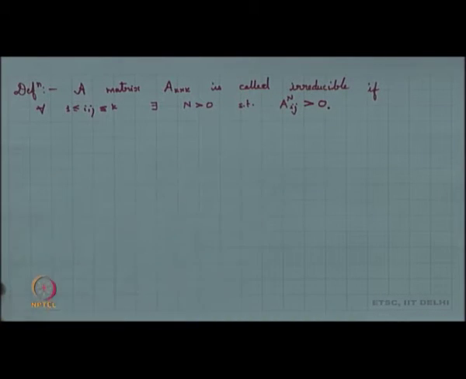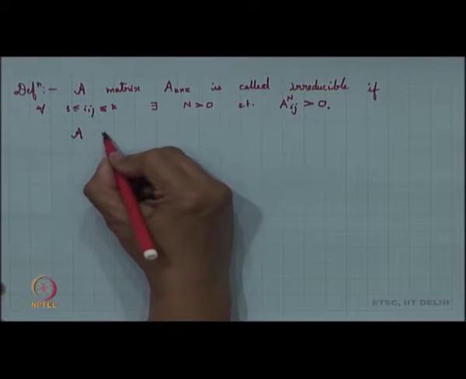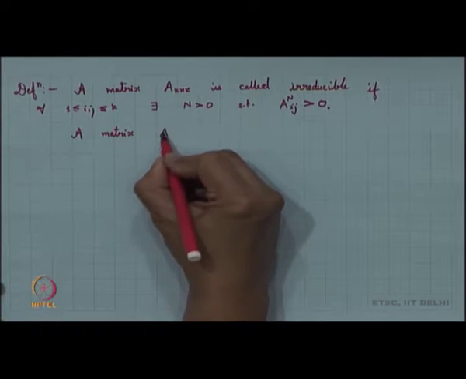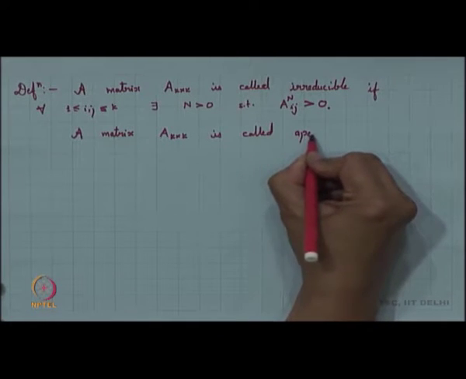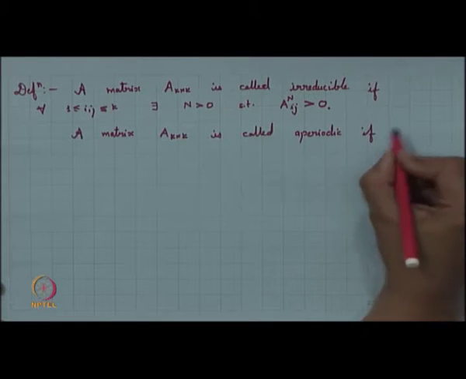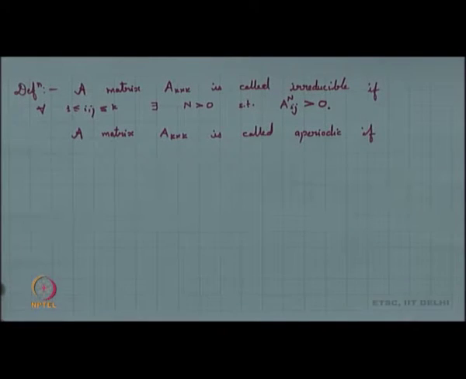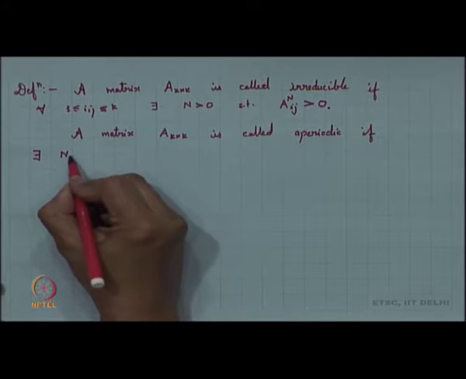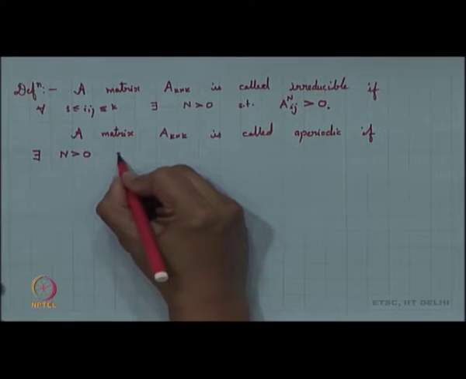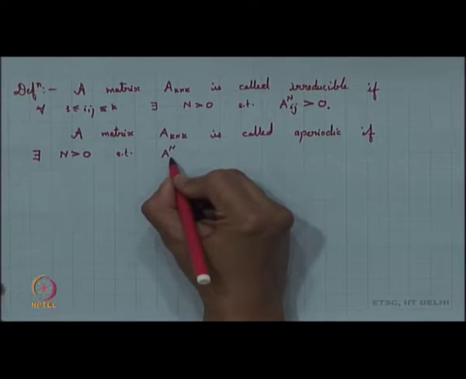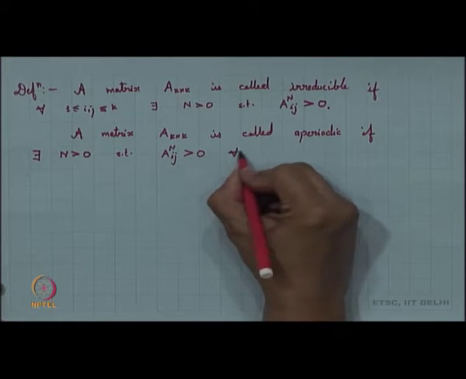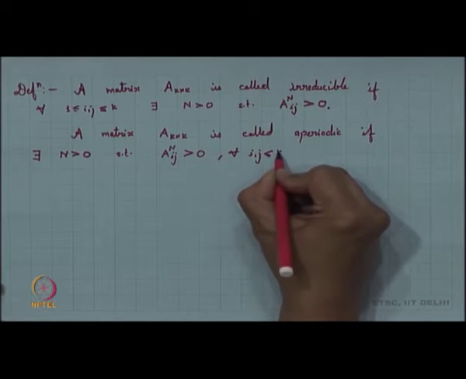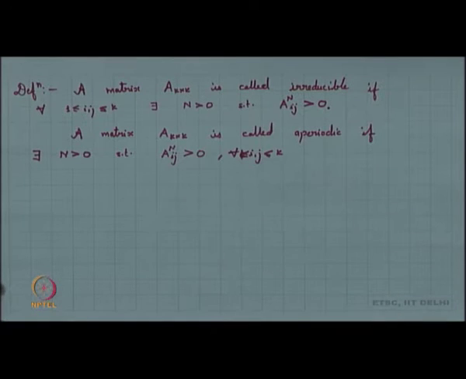And again we have something more about a matrix. So, we say that a matrix is called aperiodic if, now we have something different from here, there exists a positive n such that the ijth entry of A^n is positive for every i and j between 1 and k.